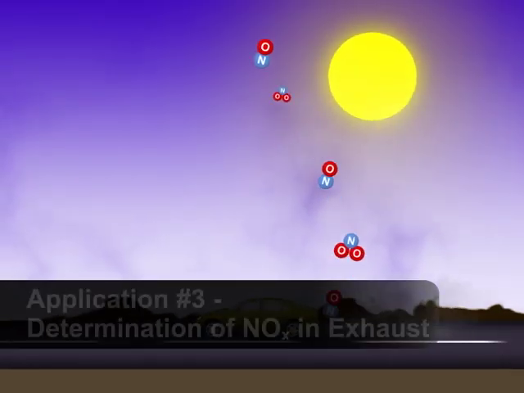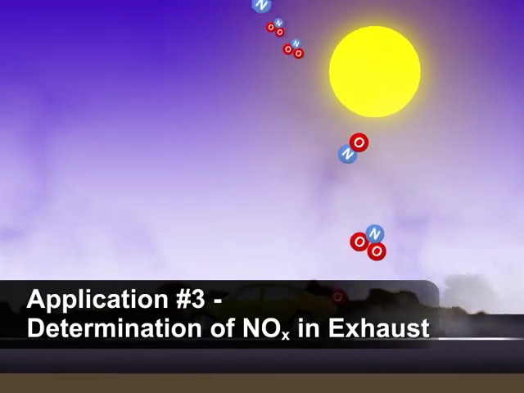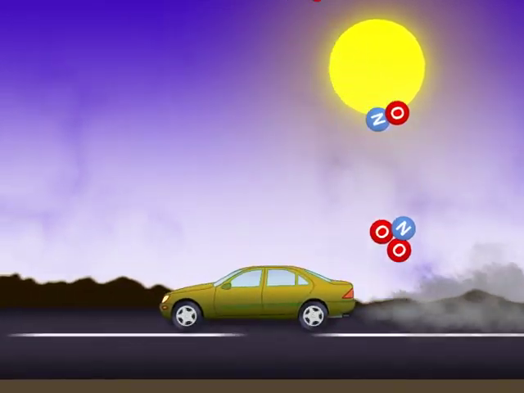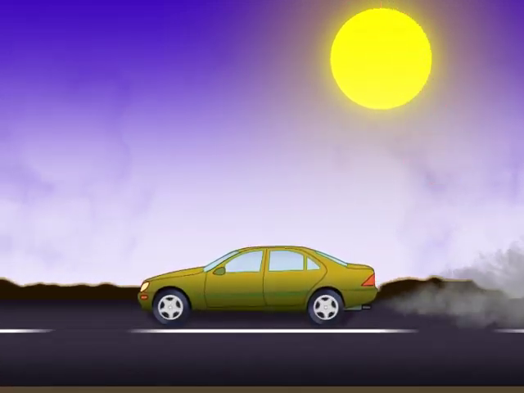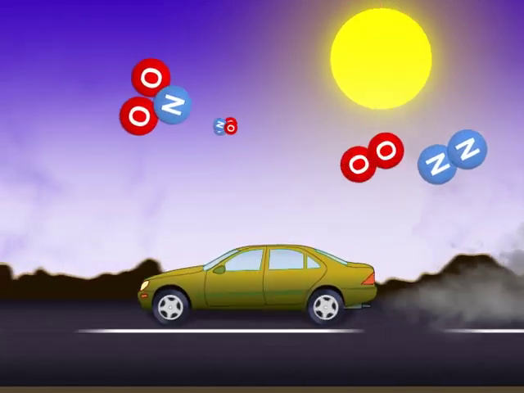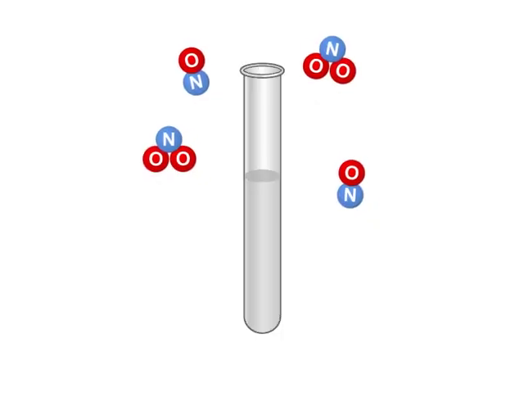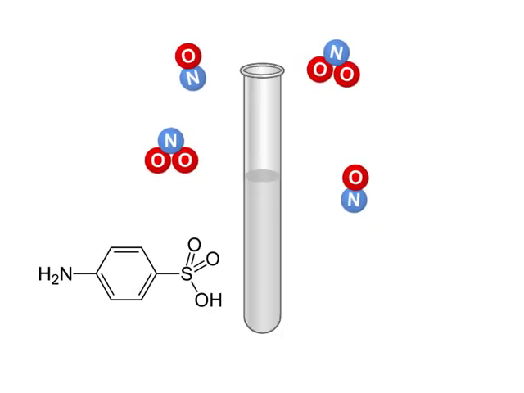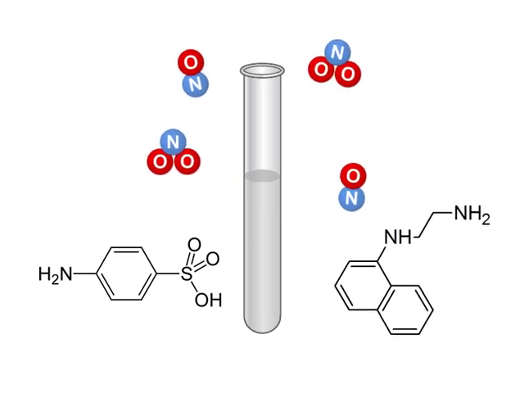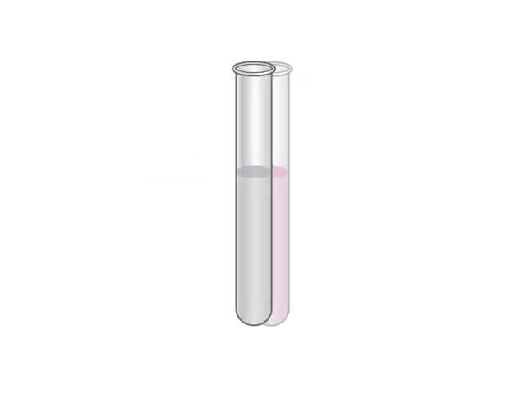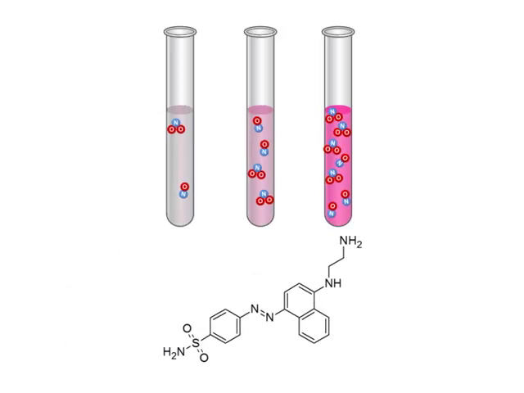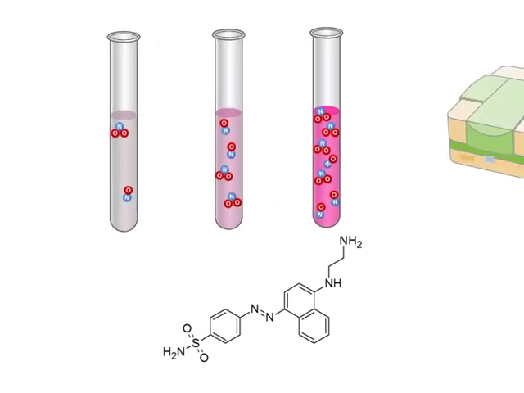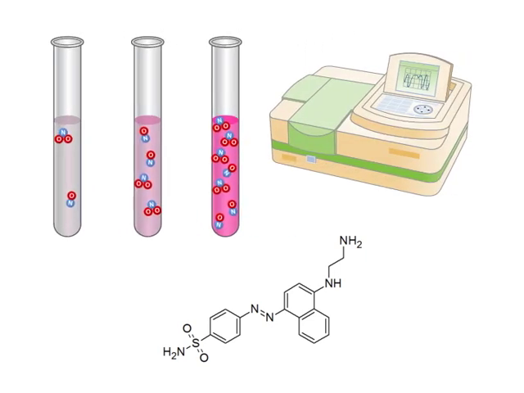Nitrogen oxide and nitrogen dioxide, or NOx, is a byproduct of automobile exhaust and can be harmful to the environment because it forms damaging tropospheric ozone. NOx can be measured by reacting it with a solution of sulfanilic acid and naphthylethylenediamine. The resulting solution is a pink-colored azo dye molecule, the intensity of which is directly correlated to NOx concentration. This concentration can then be determined using a UV-Vis spectrophotometer.